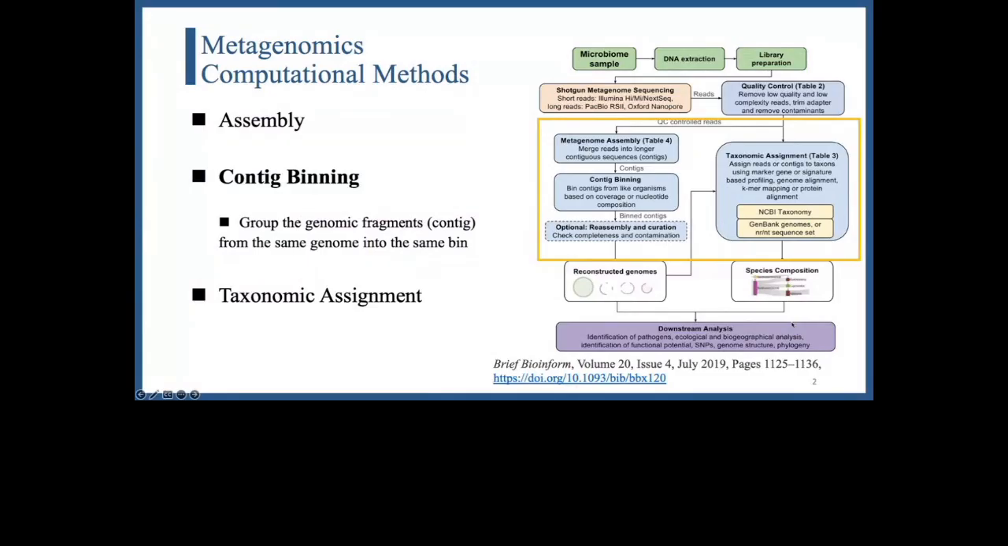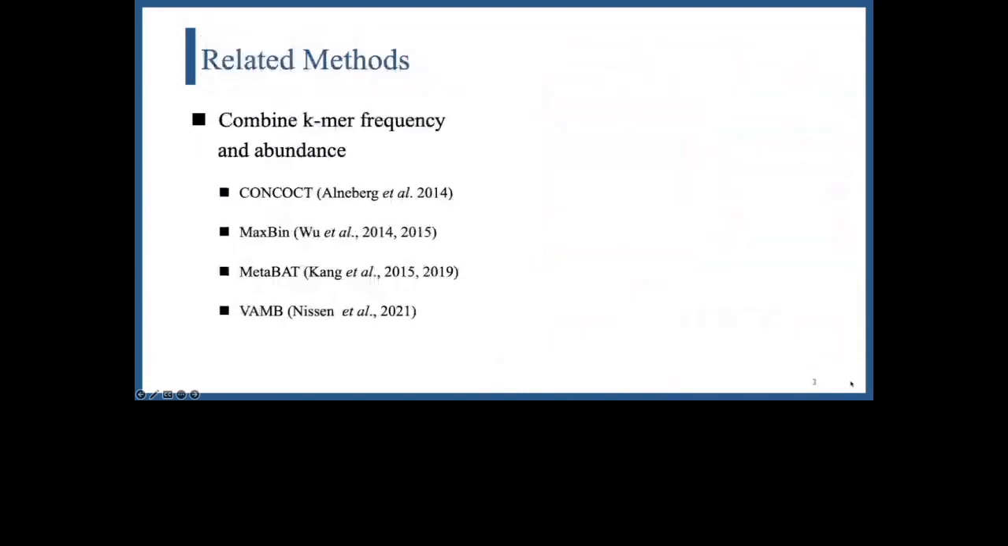The figure on the right shows the common metagenomic data analysis process. The yellow box marks three important metagenomic computational methods, namely assembly, contig binning, and taxonomic annotation. Here we focus on contig binning, which aims to group genomic fragments from the same genome into the same bin. Contig binning can help to explore new genomes and new genomic features.